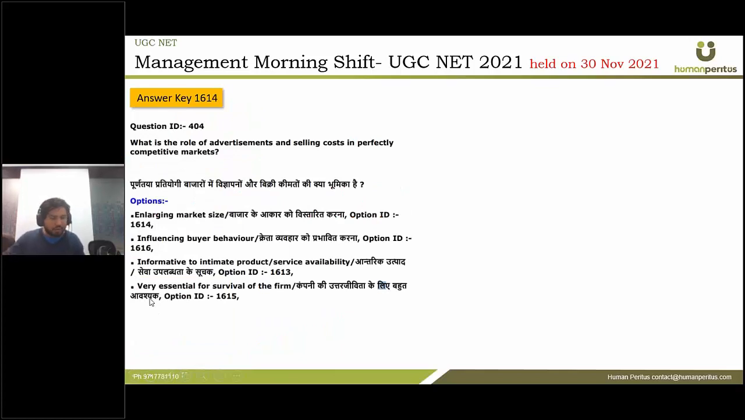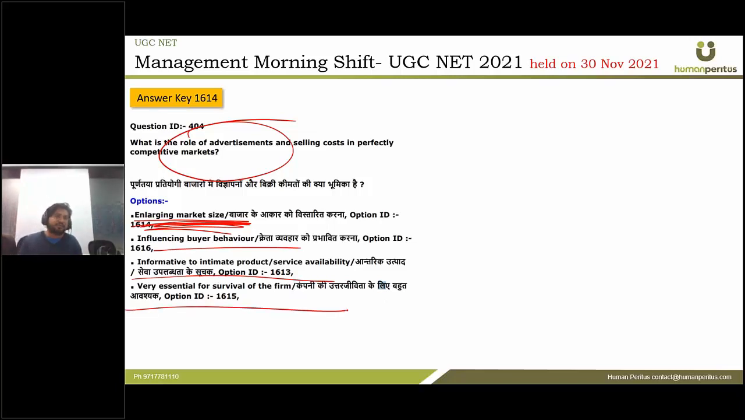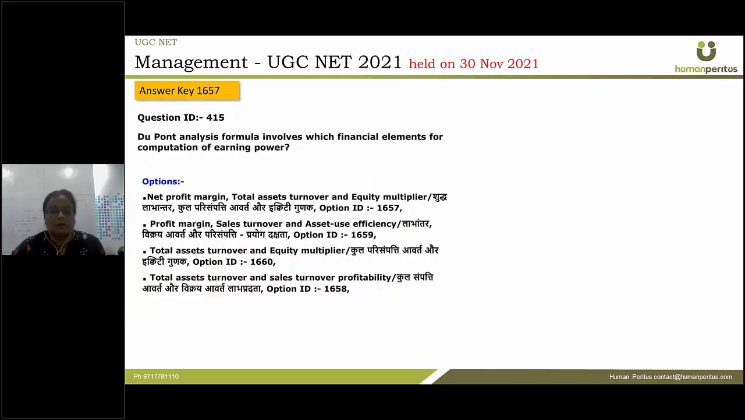Next question. What is the role of advertisement and selling cost in a perfectly competitive market? Okay, so what is a competitive market? A competitive market is an idealistic market, right? There is a demand and there is an equal supply. Everyone is a price taker and everything is right. So if you see option A, this is the only thing that can happen when you advertise your product. Your market size can increase, nothing else can happen because buyers are already satisfied, information is already available, and there is no necessity for the firm to survive. Okay, so therefore the correct answer is option A.